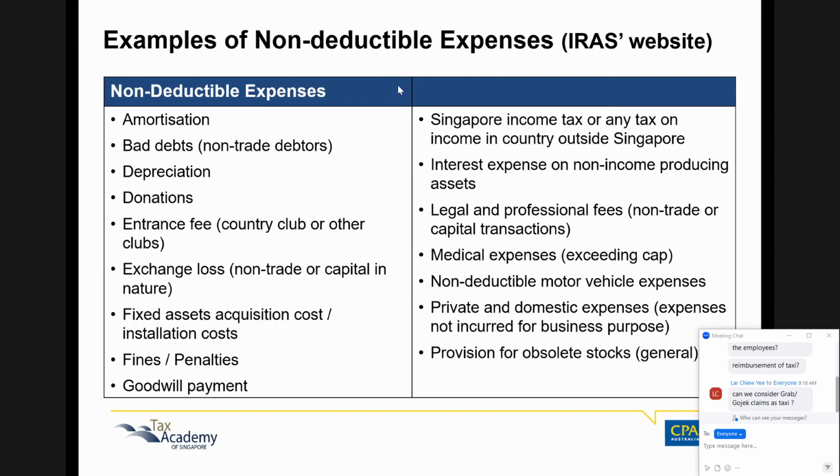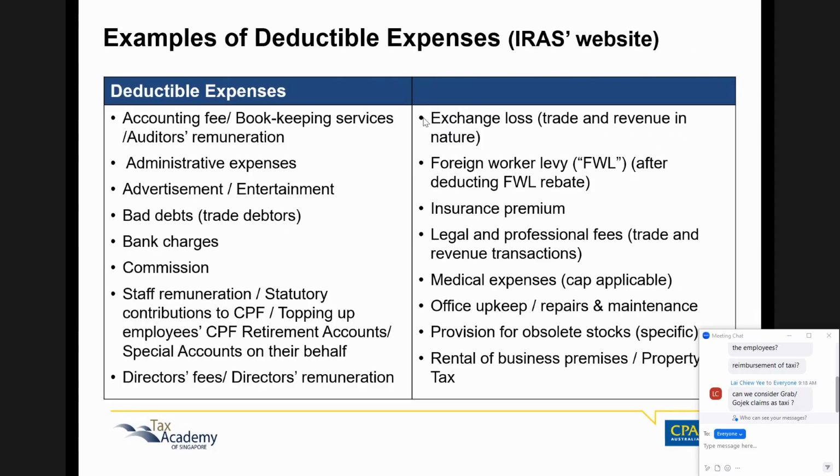So these are the common examples from the IRAS website. I would suggest that for the exams, generally we'll be testing on the more common examples. So my suggestion is that you try to remember these common examples so that you don't have to think very hard again in the exam if you see similar items, because you can't run away from it. Like I say, these are common types of expenses that will be incurred by the company.